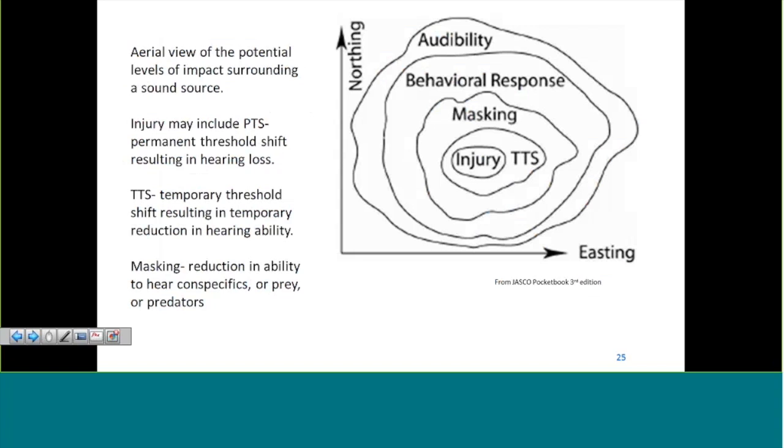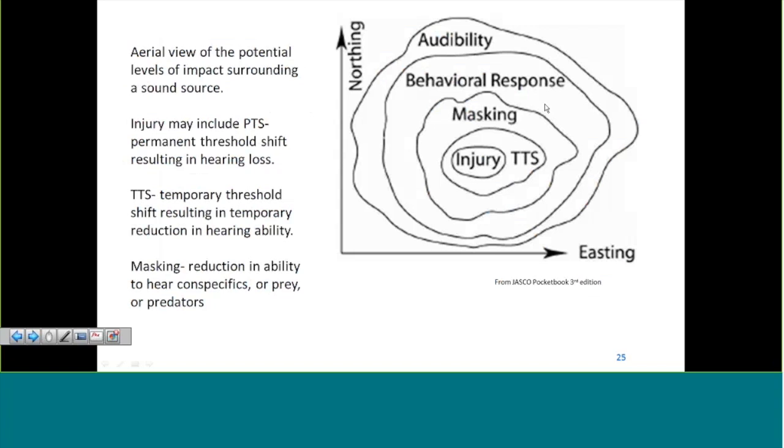This is an aerial view of impacts. It's assuming a very loud sound source, such as an explosion or a very loud seismic circuit at the very center of that innermost circle. A lot of the sound sources in the Arctic may not get loud enough to cause injury or a permanent threshold shift. But this graph sort of assumes one that does. So the nearest sound source impacts could include a permanent threshold shift, which is essentially a hearing loss or soft tissue injury.